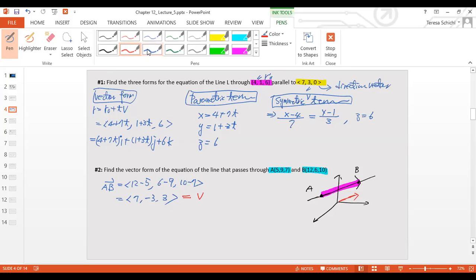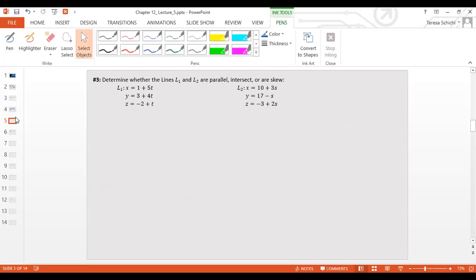Now after I have the directional vector, I can use the vector form. I will say R is equal to R0, and I can use my R0 as 5, 9, 7, then plus t times 7, negative 3, and 3. That is our line here. Remember, just like in R2, for a line we need a point and a direction, so we need to know where it goes.